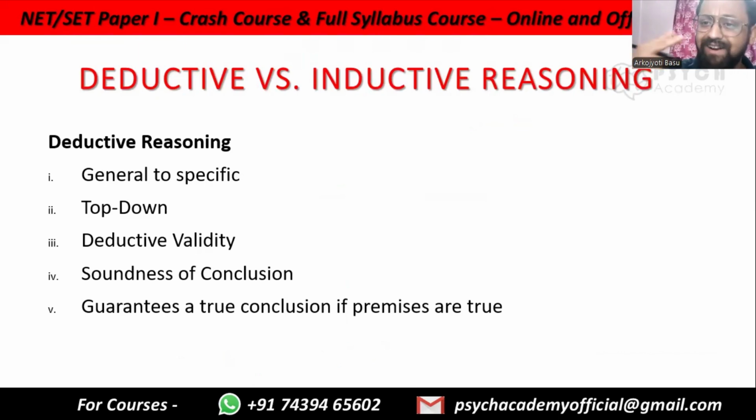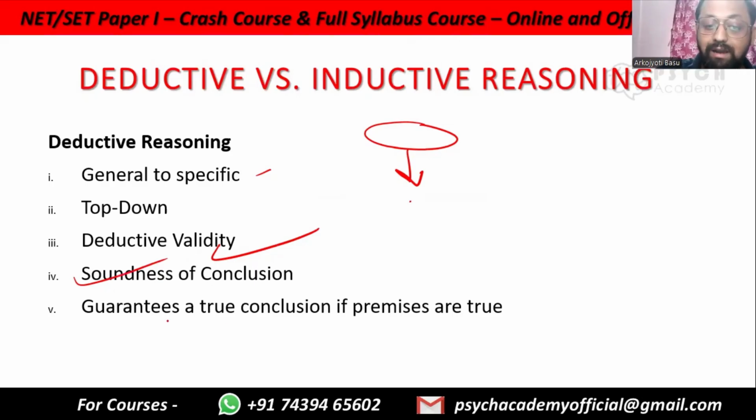A small revision of deductive versus inductive, very often asked in the questions. Deductive reasoning goes from general to specific, from broad to narrow. Top down, because you are starting from a broad category, then going to a specific instance. So top down, in deduction, we talk about validity, soundness of conclusion, and it guarantees a true conclusion if the premises are true.